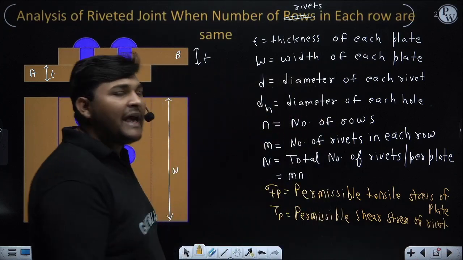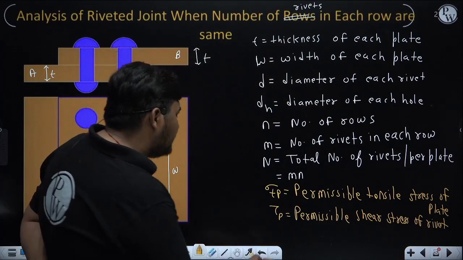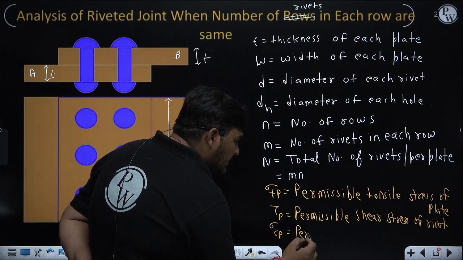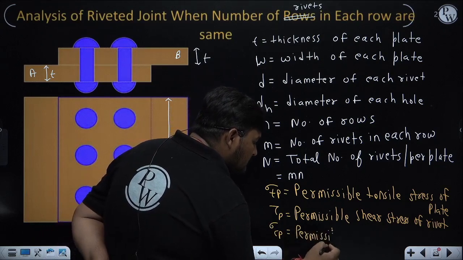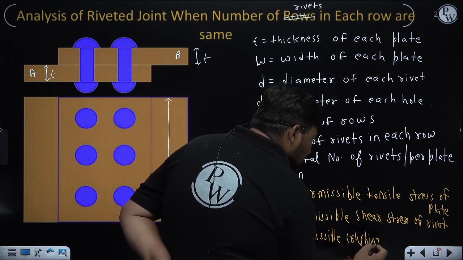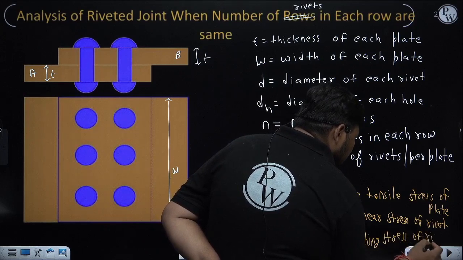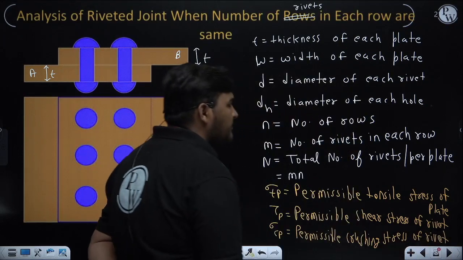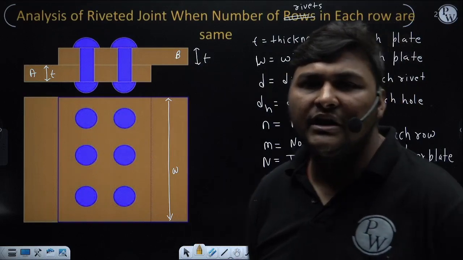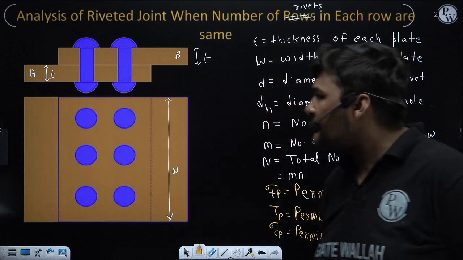Okay. Means actual shear stress in rivet either should be equal to tau P or less than tau P. Similarly, suppose sigma CP. What is sigma CP? It is permissible crushing stress of rivet. So sigma TP is permissible tensile stress of the plate, tau P is permissible shear stress of the rivet, and sigma CP is permissible crushing stress of the rivet.